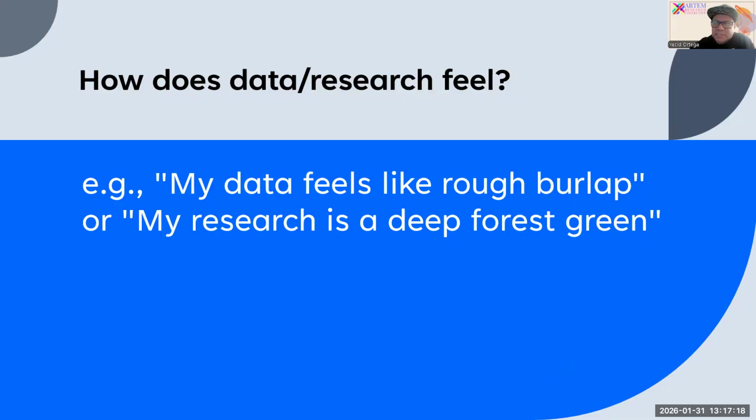Okay, and the next slide is an exercise we did in the workshop. We asked this question: how does data, or how does research, feel? I gave two examples, thinking of textures but also colors, based on the work that you have done, your research work or your collection of data, or perhaps your analysis or dissemination of the data. How does this feel? So I have these two examples.